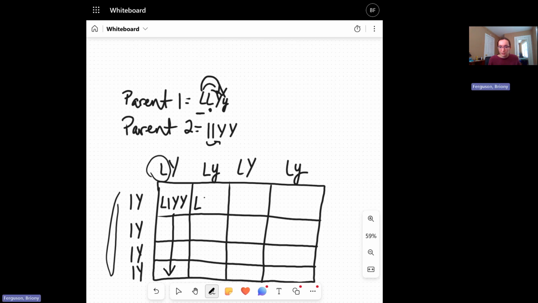Doing the same thing over here. Now notice, just because this L is not dominant to these Y's doesn't mean that I split it up. You want to keep things that are coding for the same traits, that are the genotypes for the same traits, together. These are going to be the same. This is also going to be repeating. And they're going to be the same going down.